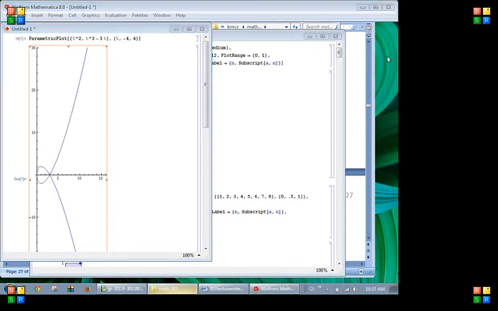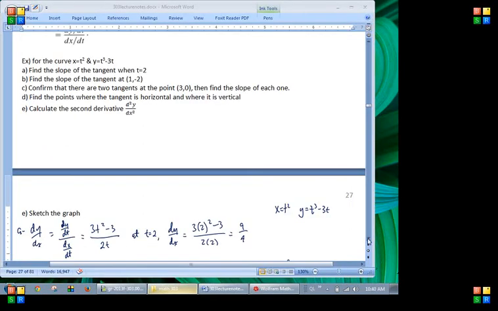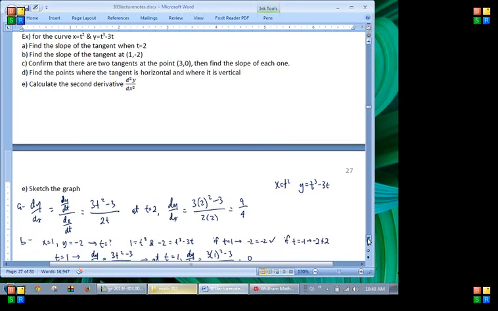So that's how we can talk about 2 different tangents at the same point, which previously was a crazy idea. But with parametric equations, we can do lots of new things we couldn't do before. Okay, so find the points where the tangent is horizontal and where it's vertical.